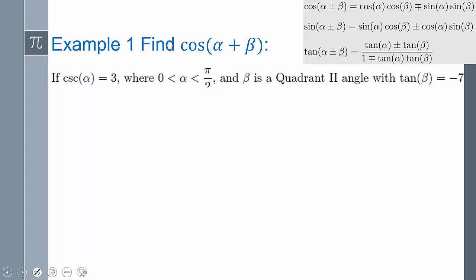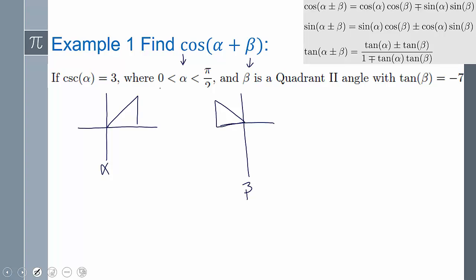So let's find the cosine of alpha plus beta. Now, with this information, what it's saying is that I have two rotations. I have an alpha rotation, an angle, and then I have a beta rotation. So I can draw those real quick. Here's my alpha rotation, between 0 and pi halves, so that's in quadrant 1. And then I have my beta rotation, and that's in quadrant 2. So there's my rotation in quadrant 2.